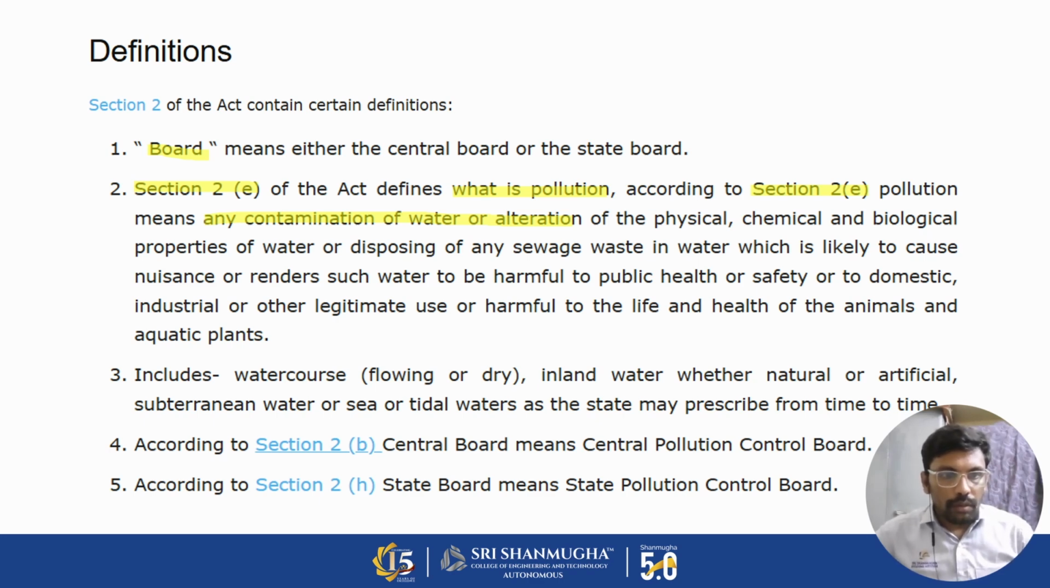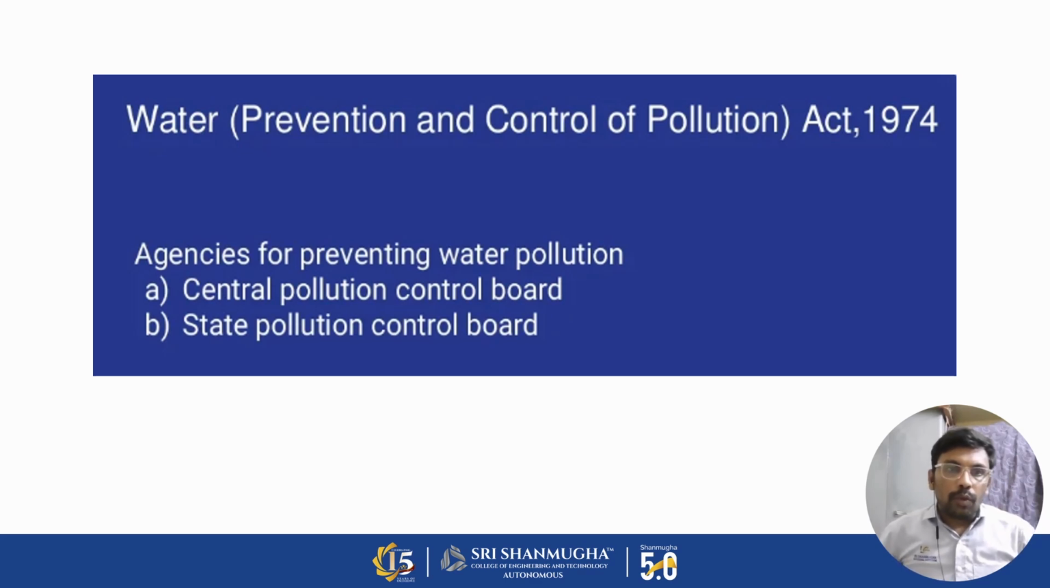According to Section 2B, the central board means the Central Pollution Control Board, that is CPCB. Section 2H is for the state board, that is the State Pollution Control Board, in short SPCB. So there are two agencies for preventing water pollution: the Central Pollution Control Board, for the whole nation, and the State Pollution Control Board, for a particular state, like Tamil Nadu, Kerala, Rajasthan, Orissa, and so on.